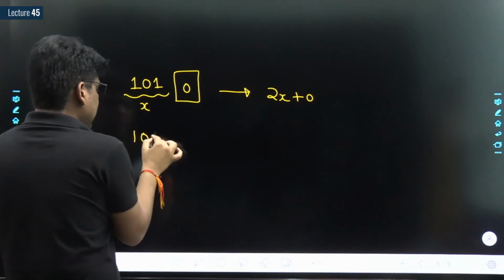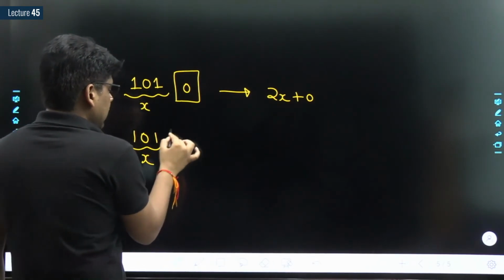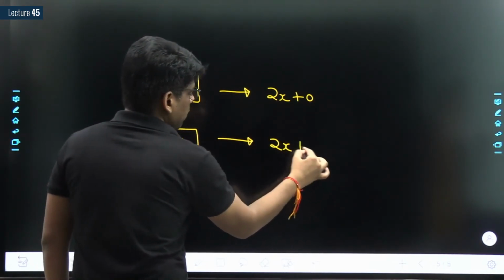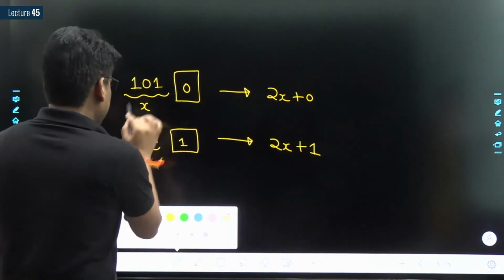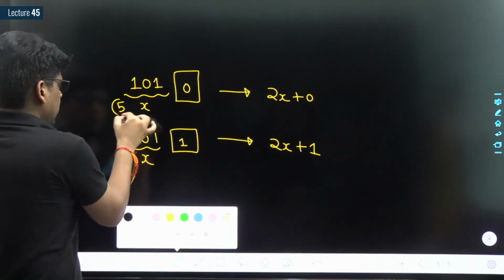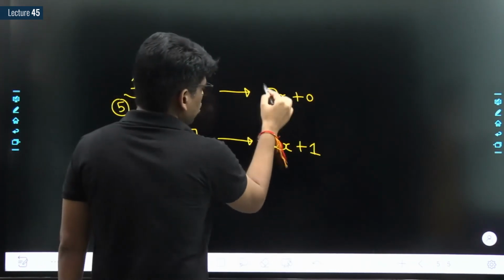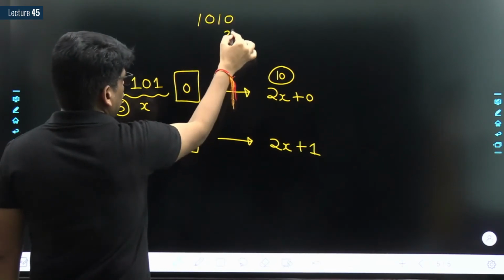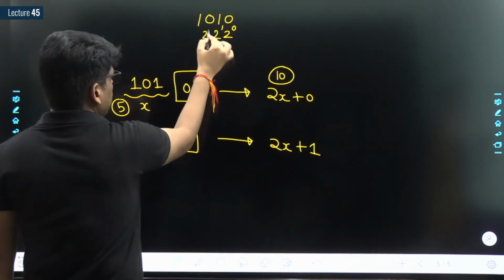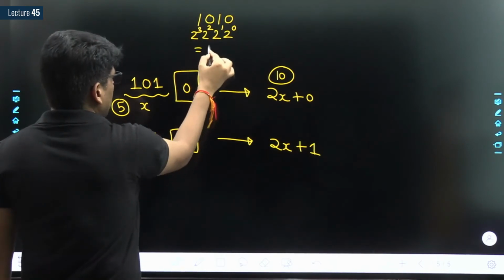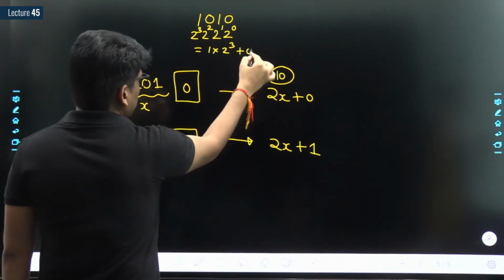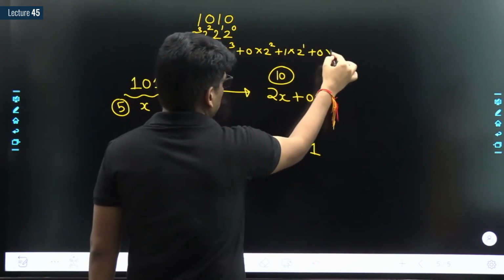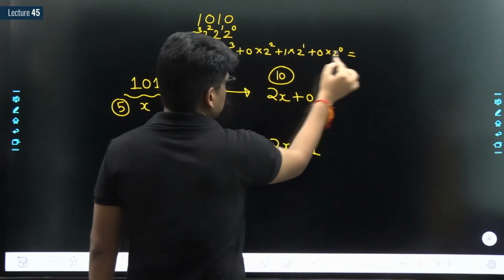But if we have a binary number whose value is x and we append a 1, what is the new value? 2 times the old value plus 1. Let me recheck. What is our binary number? 5. Sir, if we append a 0, what is the new value? 2 into 5, 10. Is it the binary for 10? Let me calculate. 1, 0, 1, 0. 2 to the power 0, 2 to the power 1, 2 to the power 2, 2 to the power 3. 1 into 2 to the power 3, 0 into 2 to the power 2, 1 into 2 to the power 1, 0 into 2 to the power 0. Sir, 8 plus 2, 10.